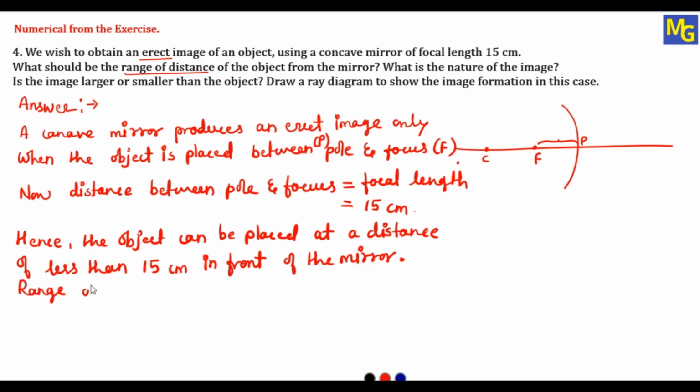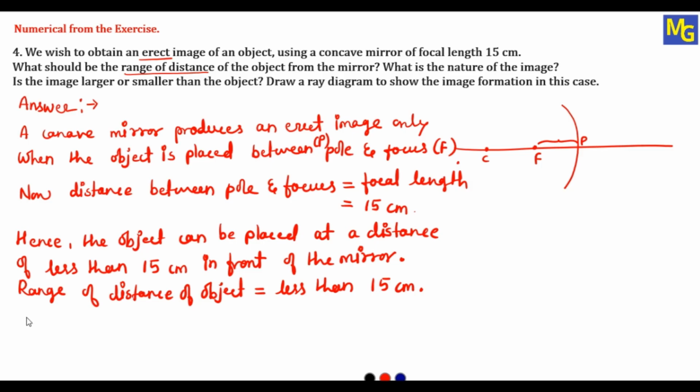Range of distance of object is equal to, how much should be the range? It should be less than 15 centimeter. So our range is less than 15 centimeter. Remember this. Now we have to tell the nature.